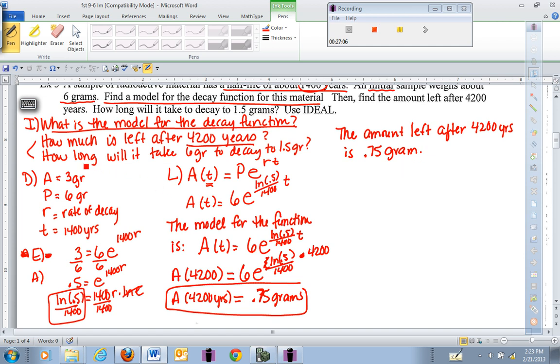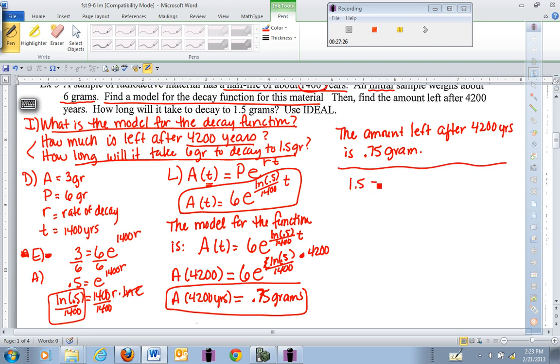We want to know how long it would take the 6 grams to decay to 1.5 grams. So I'm going to go back to my model here. We can use whichever one of these we want. We want to decay to 1.5 grams. So we want to say 1.5 grams equals the 6 initial grams e to the natural log of 0.5 divided by 1400 times t. So we want to solve this for time. So we're going to divide both sides by 6.